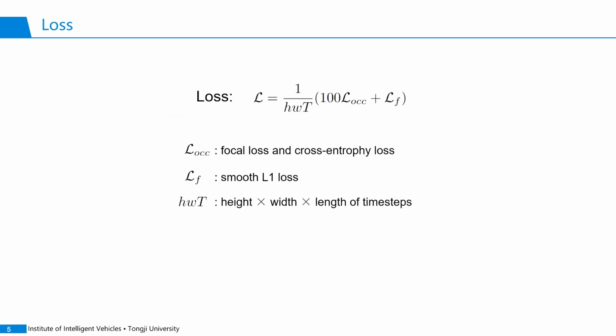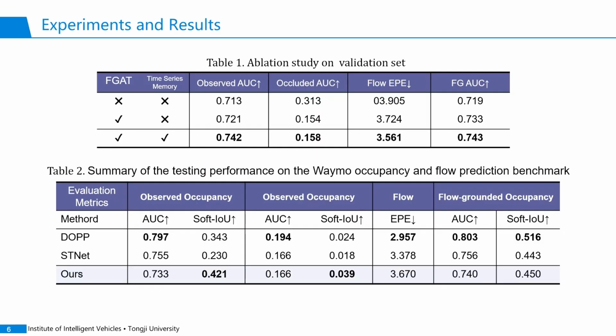During training, we use focal loss and cross-entropy loss for occupancy and smooth L1 loss for flow. Here are partial ablation experiments and quantitative results, demonstrating the effectiveness and advancements of our method.